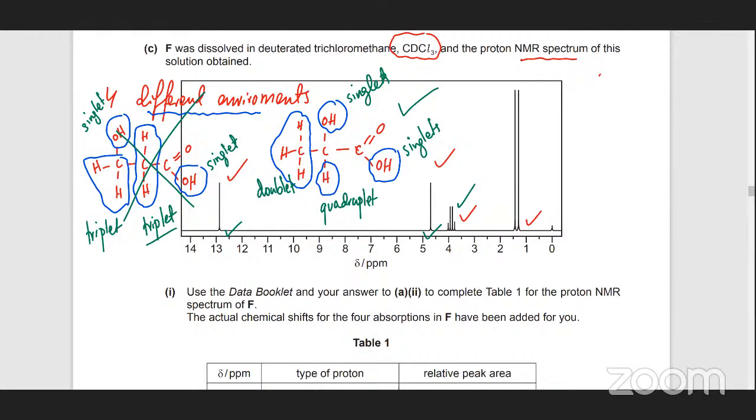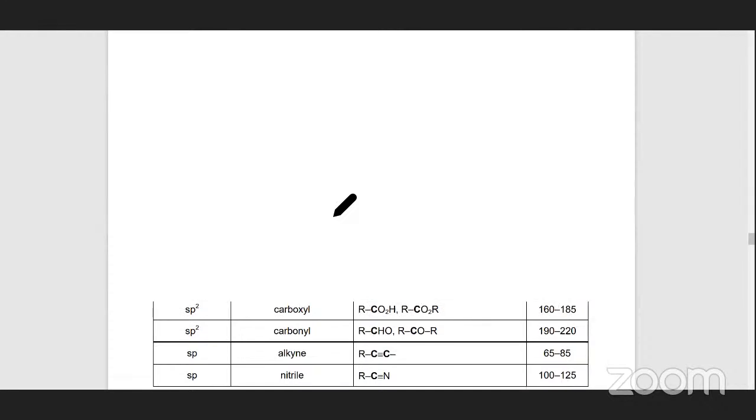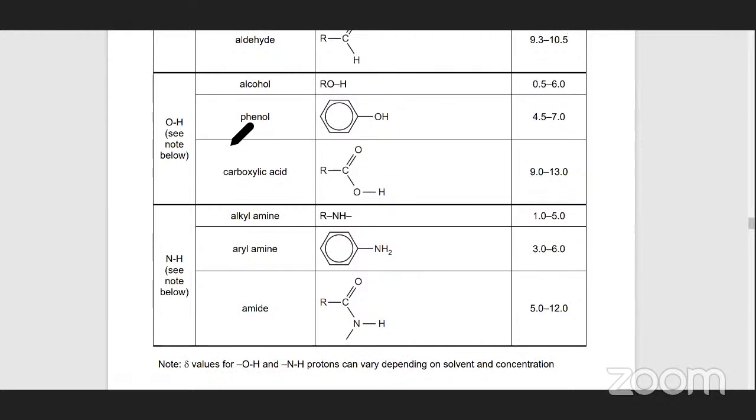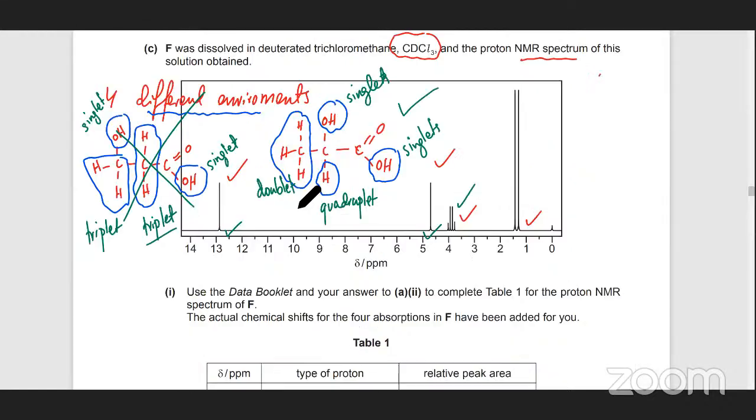In the data booklet, H-NMR को focus करो. If you look at the data booklet, the OH that belongs to carboxylic acid gives a peak at 9 to 13 chemical shift. And 9 to 13 is this one. So this singlet peak is this one, 9 to 13 wali. And this other one, फिर एक ही रह जाती है, but that's the one at 4.5.